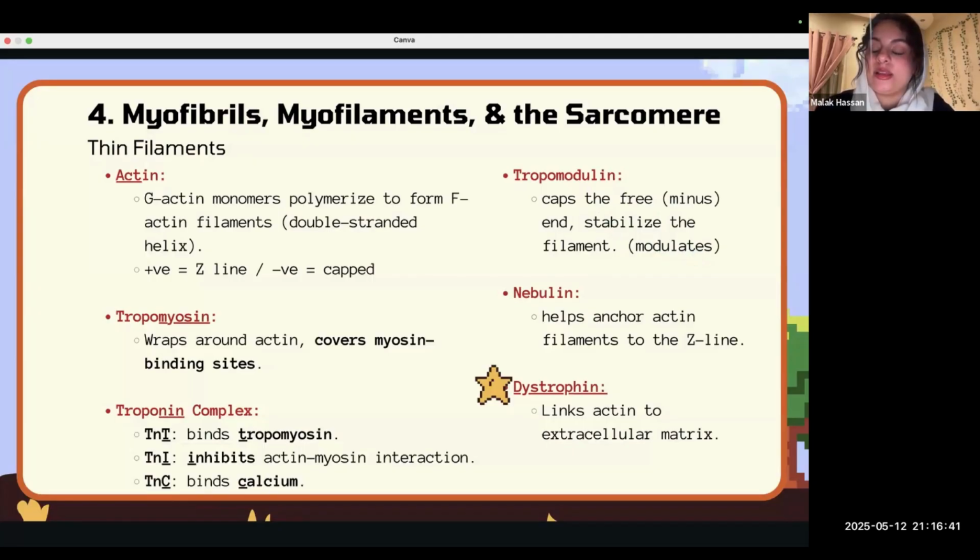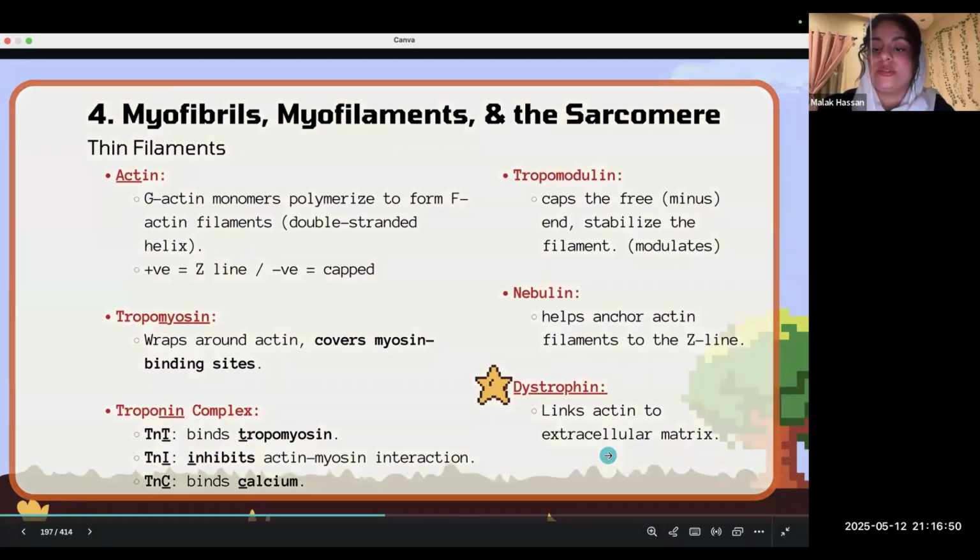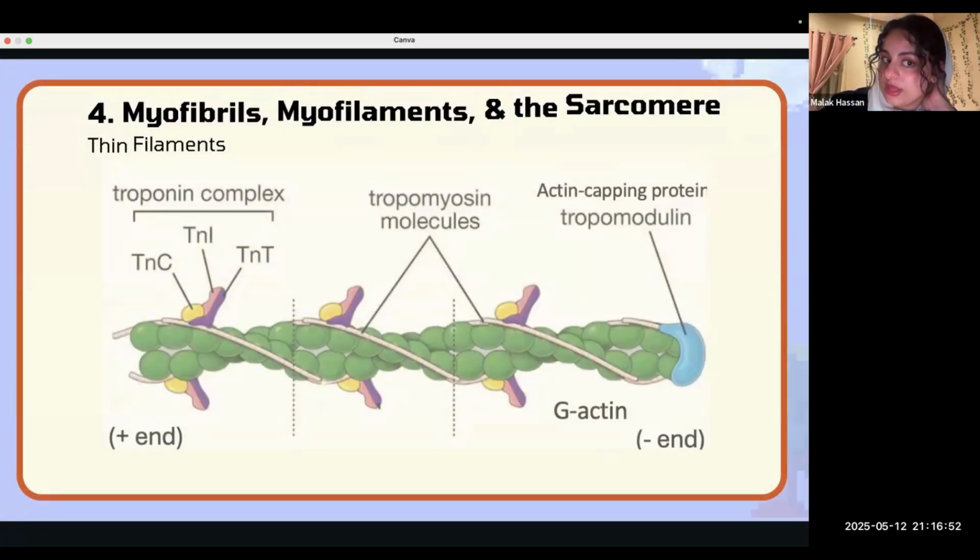And nebulin will anchor actin filaments to the Z line. And finally, we have dystrophin, which is a really important one. It links actin to the extracellular matrix. Now keep an eye out for that star.